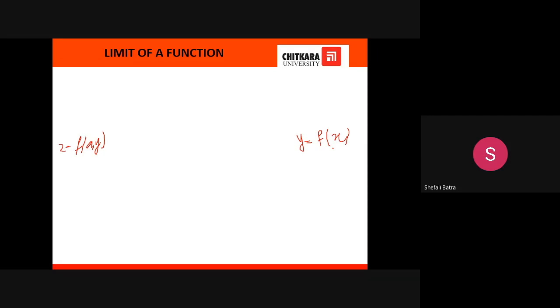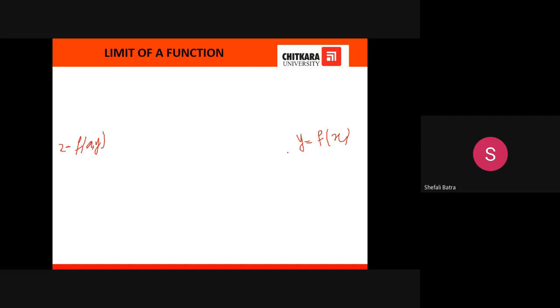Yes, anyone? How do you check or how do you say that limit exists or limit does not exist? Yes, Satvik? If left hand limit equals right hand limit, then it exists. Right, very good, beta. Good.